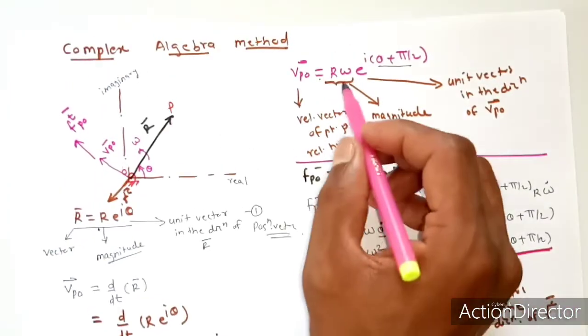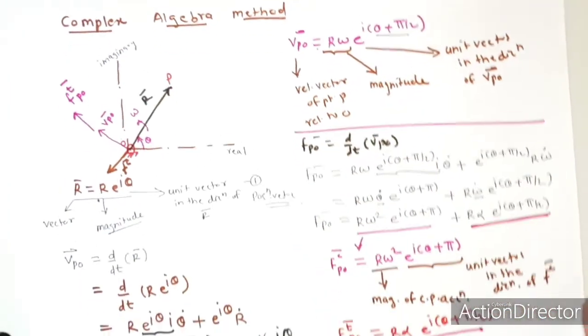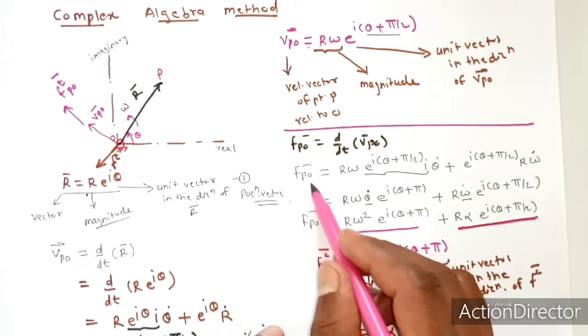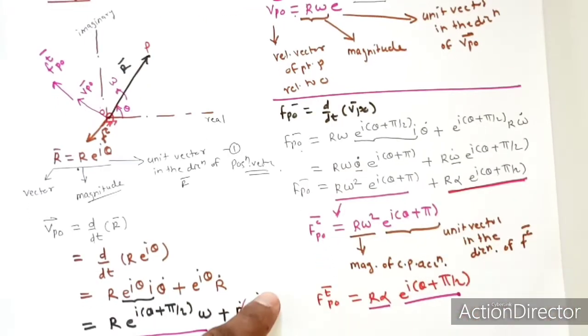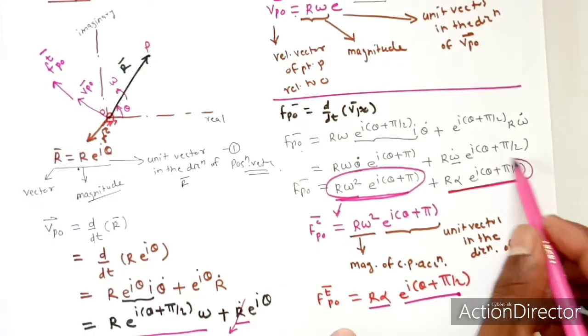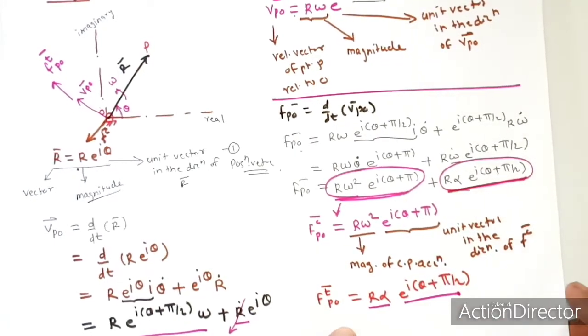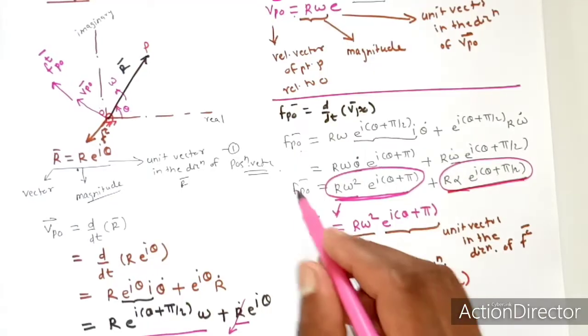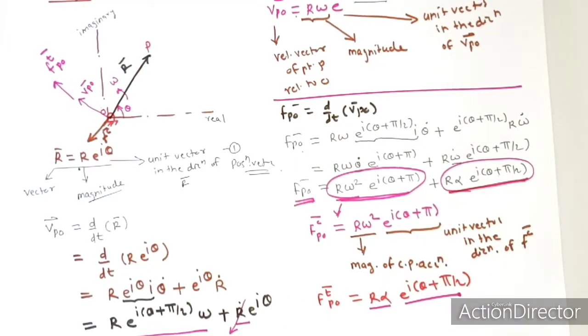So velocity is r into omega, linear tangential velocity, and acceleration of P relative to O consists of two components, centripetal component and tangential component. The vector sum of both these components will give the total acceleration of P relative to O.